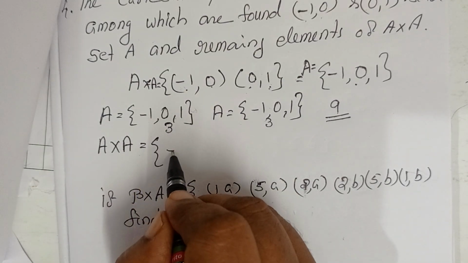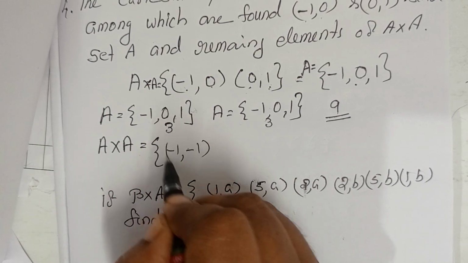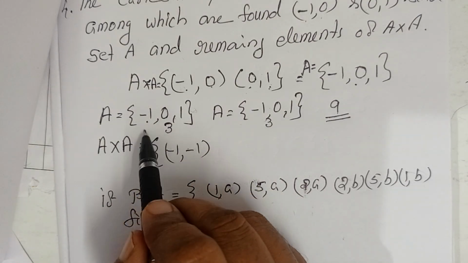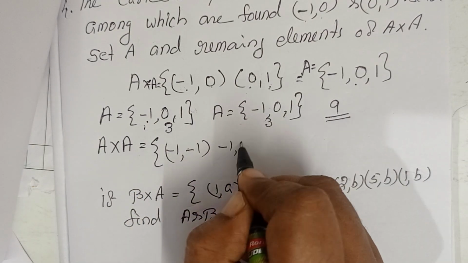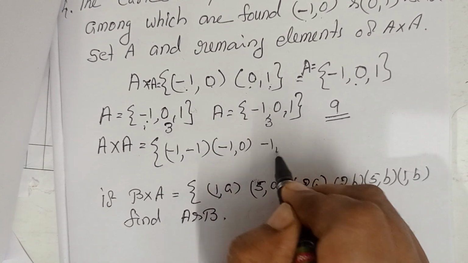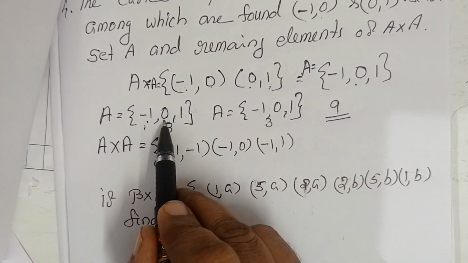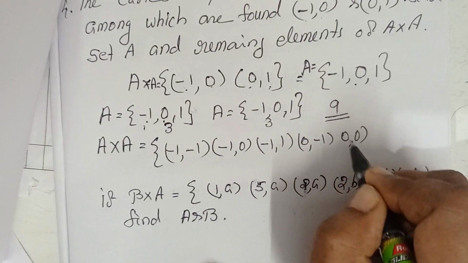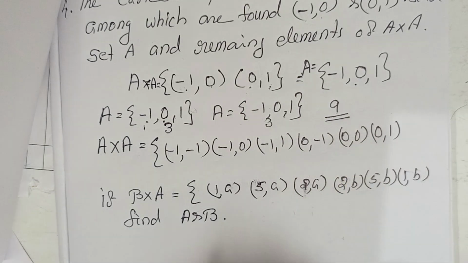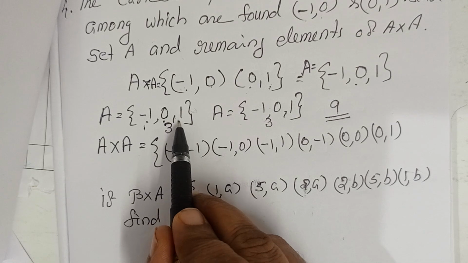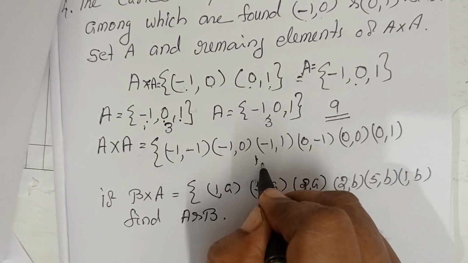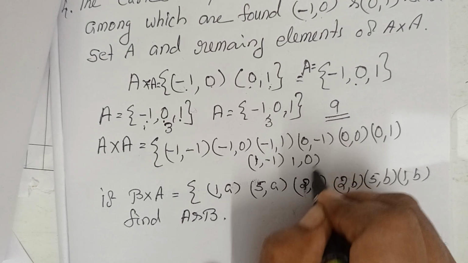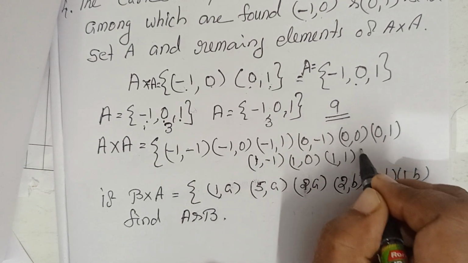Start. -1, -1. പറഞ്ഞത് മനസ്സിലാവുന്നുണ്ടോ? ഈ -1 എടുത്ത് ഇവർക്ക് 3 പേർക്കും കൊടുക്കണം. -1, -1, -1, 0, -1, 1. Then taking the second element 0, -1, 0, 0, 0, 1. Okay. Then taking the first component as this last 1, 1, -1, 1, 0, 1, 1.